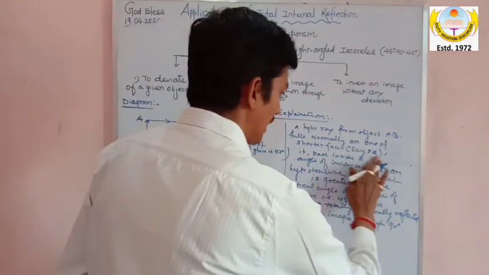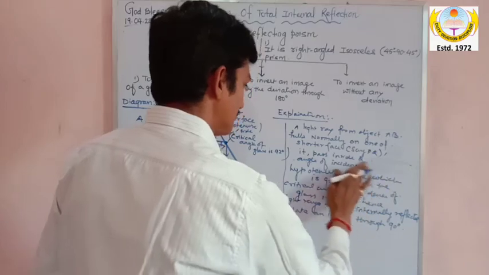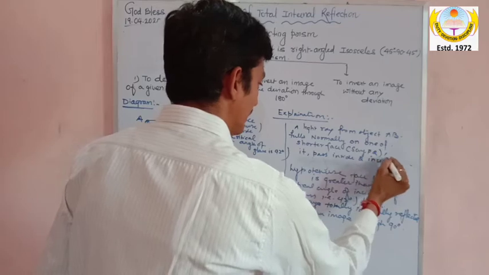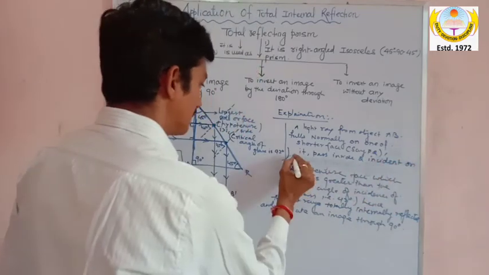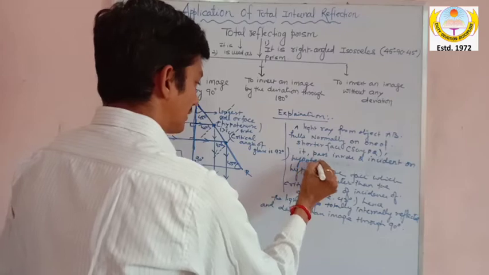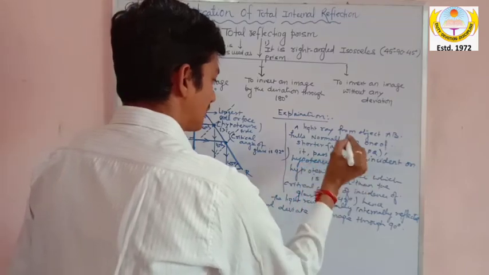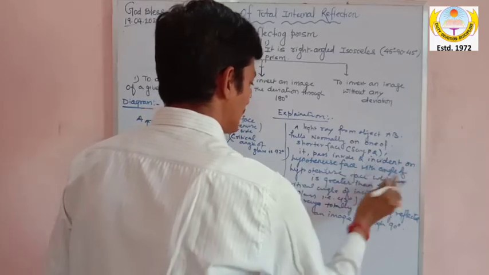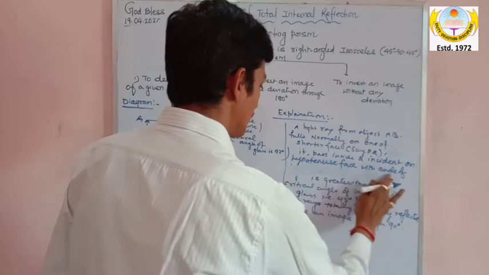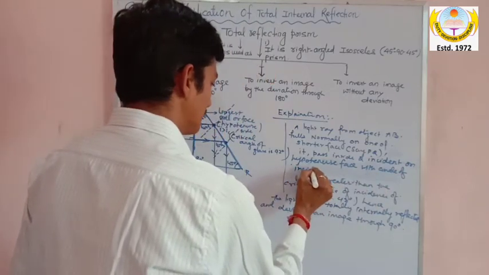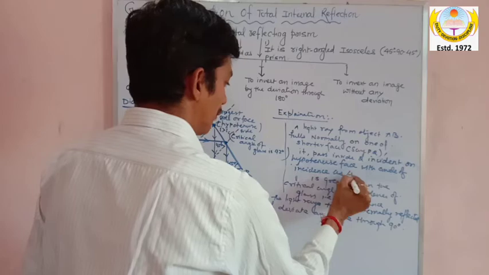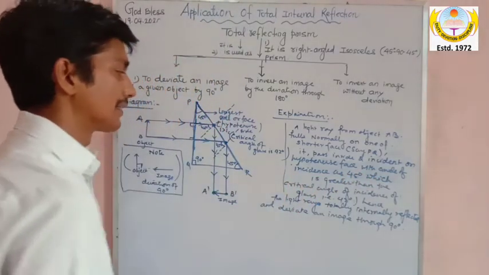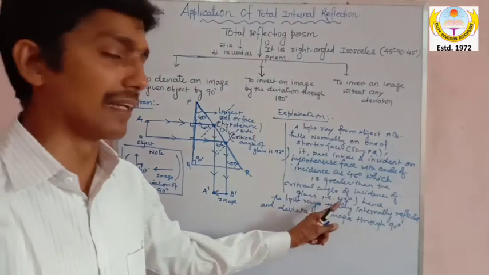you can write this line also: and it passes inside and is incident on the hypotenuse face with angle of incidence as 45 degree, which is greater than the critical angle of incidence of the glass, that is 42 degree.